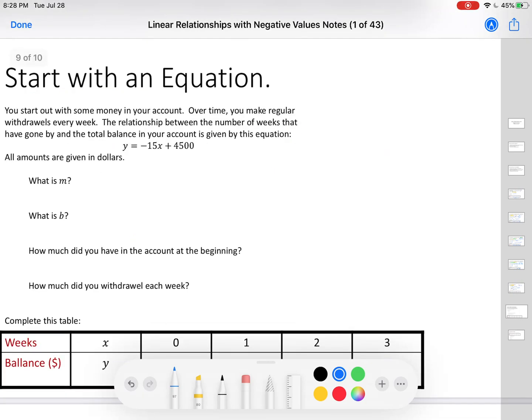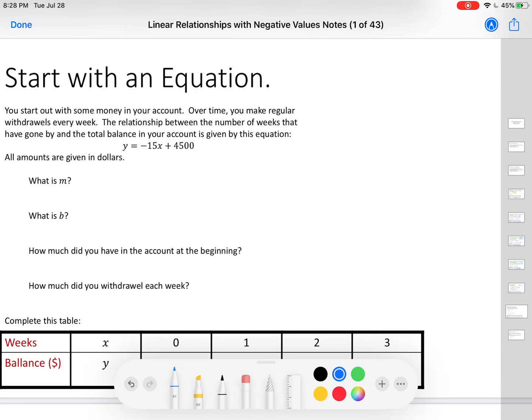All right. Start with an equation. So you're starting off with some money in your account. Over time, you make regular withdrawals. Withdrawals is taking money out of the bank. The relationship between the number of weeks that have gone by and the total balance in your account is given by this equation, negative 15x plus 4,500.